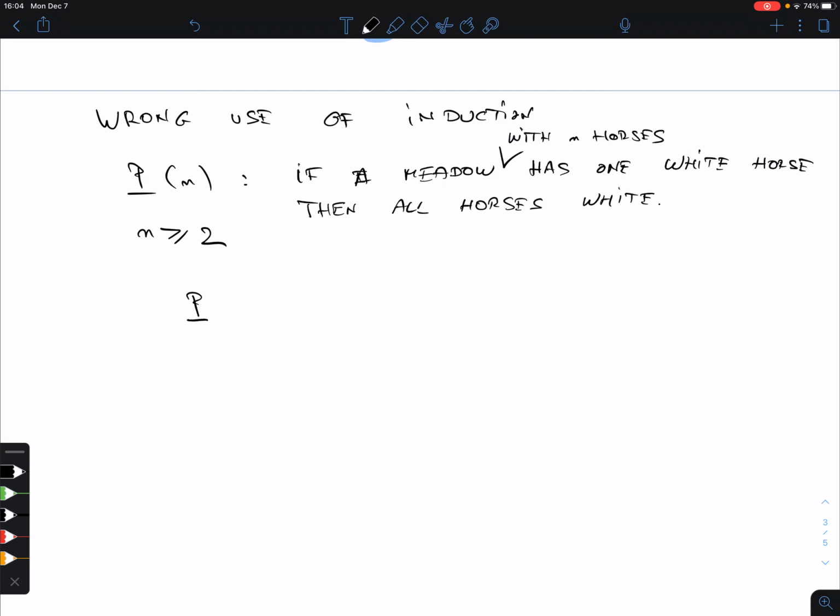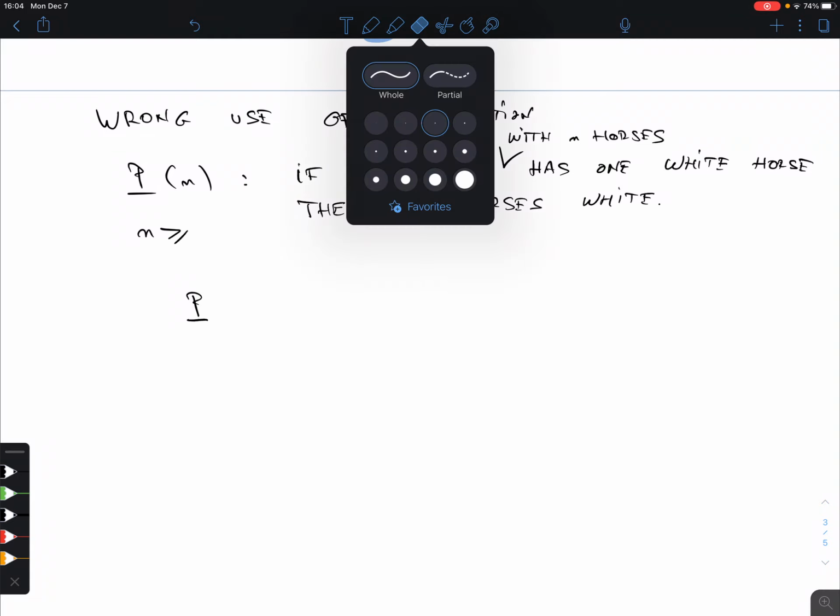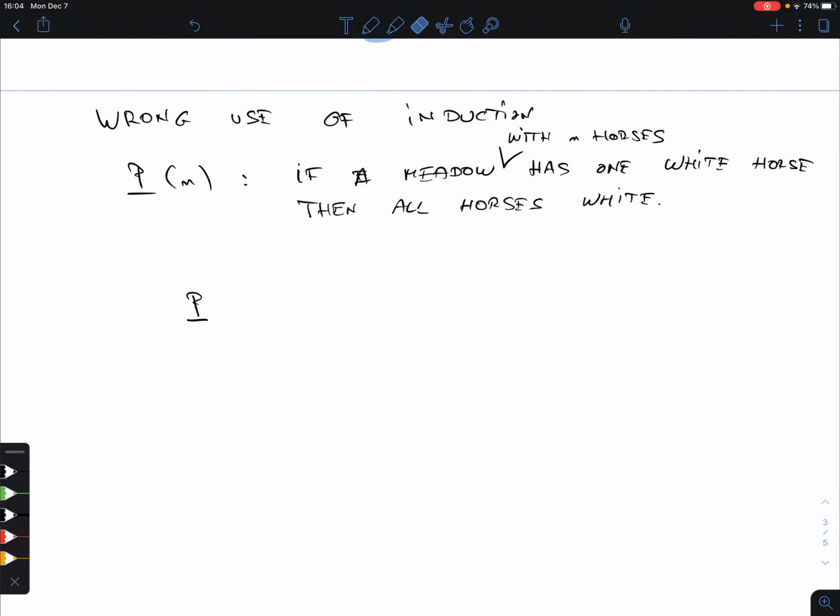I said for n at least 2. I don't know why I said that. I mean for n at least 1. Right, okay, so that was kind of 0 horses. We don't talk about 0 horses, so I'm not even going to say that. Sorry. So the base case, P1: if a meadow with 1 horse has 1 horse in it, then all horses are white. Yeah, that clearly is true, because there's only 1 horse. Okay, great.